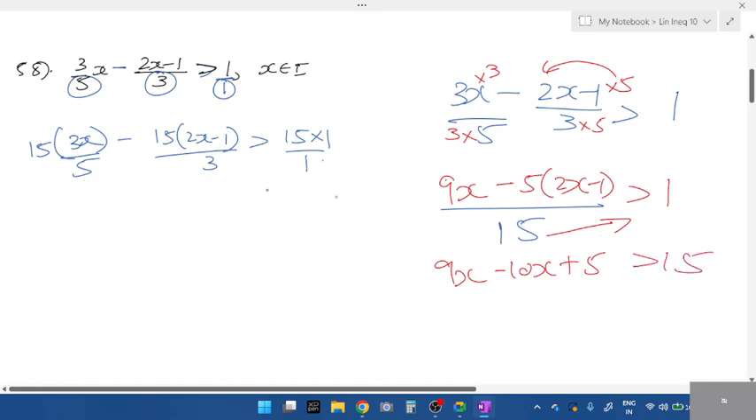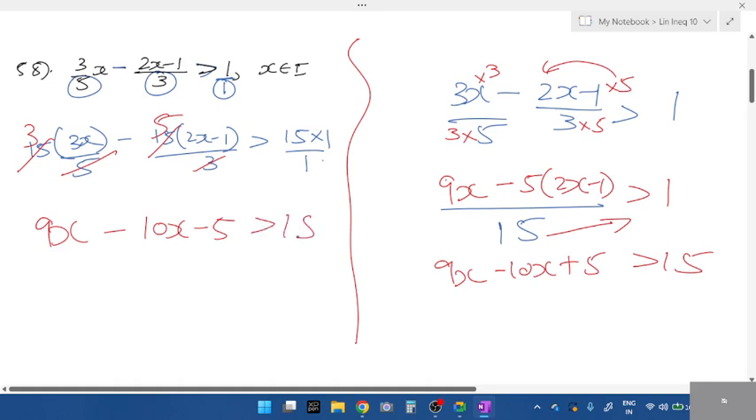Like this. The other side, left hand side, you can even do it like this. Multiply 15 for all 3 sides. Reduce it. 5 ones are 5, 3 ones are 3. When you open the bracket, you get 9x minus 10x minus 5 is greater than 15. Are we getting the same equation both the sides? So do it however you want. LCM you can even multiply or just take left hand side LCM, shift it to the right hand side. Complete it. Find the value of x, students. X should be positive.